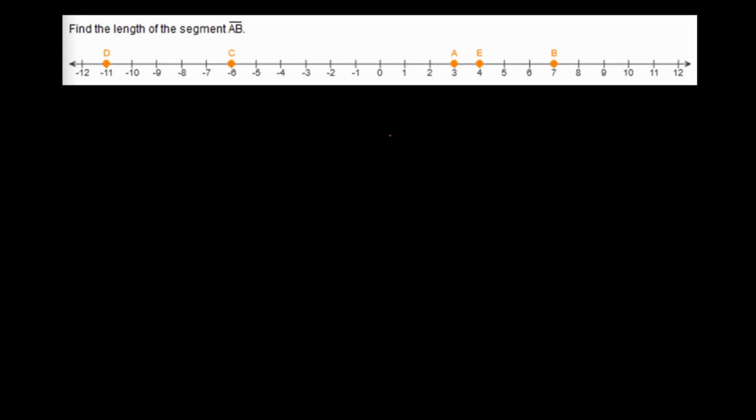Alright, for this problem it wants us to find the length of line segment AB. So I'm just going to identify my A and my B. A's coordinate value is 3 and B's coordinate is 7. So I have two options here to solve for the length of AB. I'm going to use the absolute value of A minus B to get AB's length.